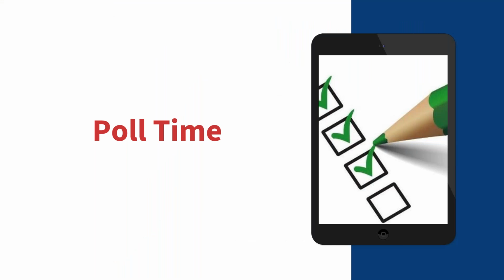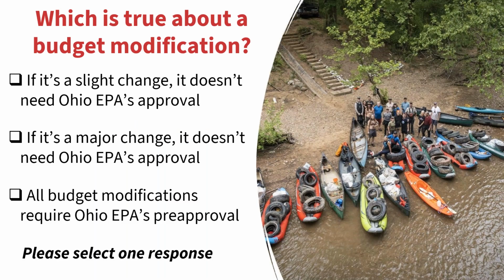So let's take another poll. Which is true about a budget modification? If it's a slight change, it doesn't need approved by Ohio EPA. If it's a major change, it doesn't need approved by Ohio EPA. Or lastly, all budget modifications must be approved by Ohio EPA.